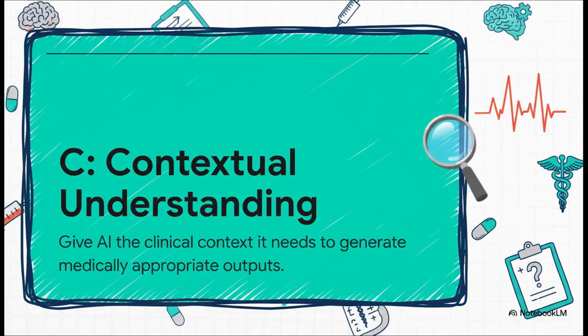First up, C is for context. And honestly, this is probably the single most important element of all. The AI knows nothing about your patient, your specialty, or the situation unless you tell it. Context shapes everything: the tone, the depth, and the medical terminology of the response.